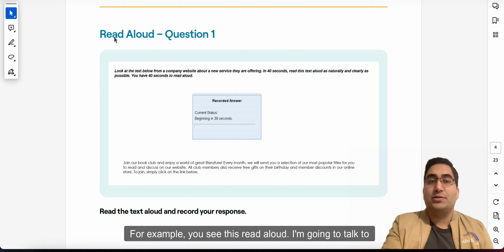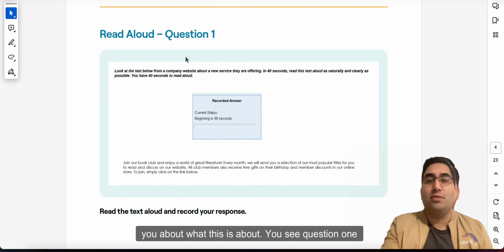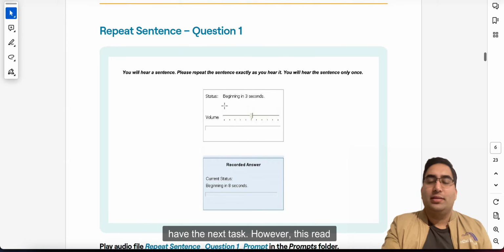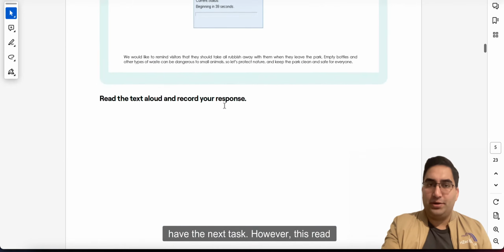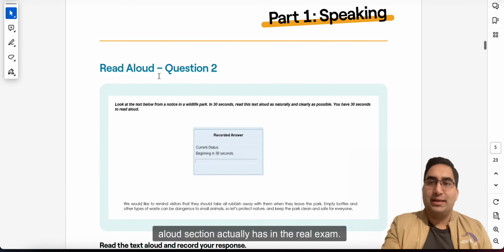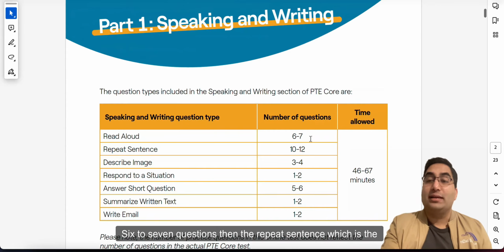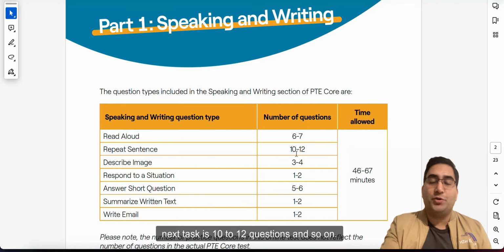For example, you see this read aloud. I'm going to talk to you about what this is about. You see question 1 here, and then you see question 2. Then you have the next task. However, this read aloud section actually has, in the real exam, 6 to 7 questions. Then the repeat sentence, which is the next task, is 10 to 12 questions, and so on.